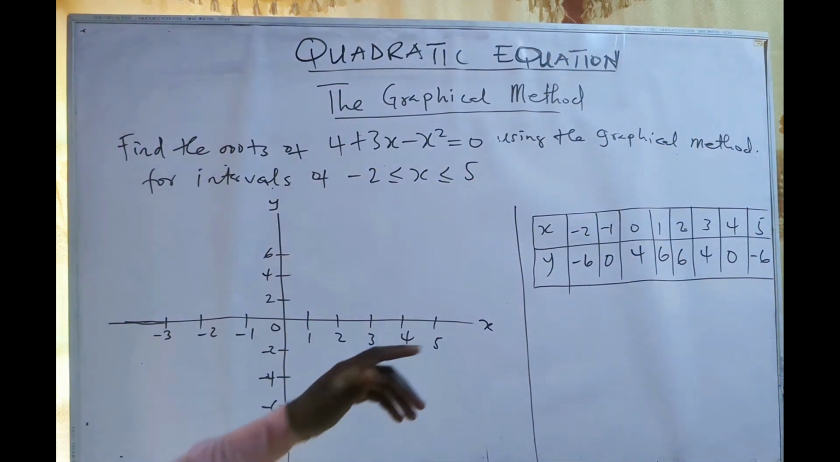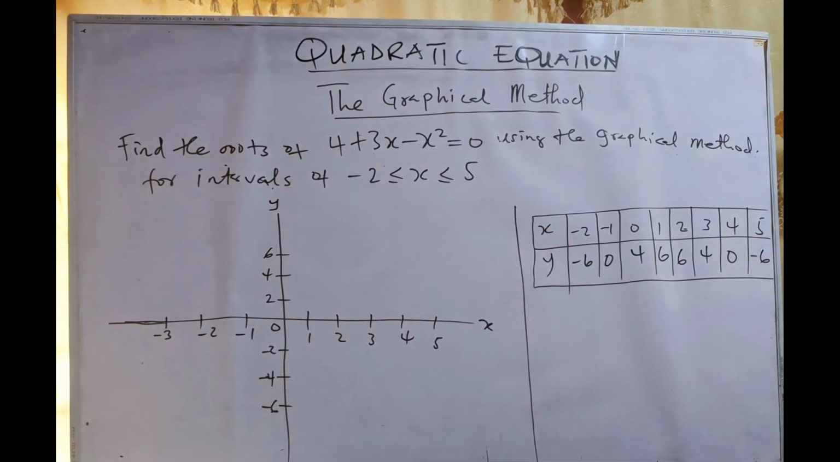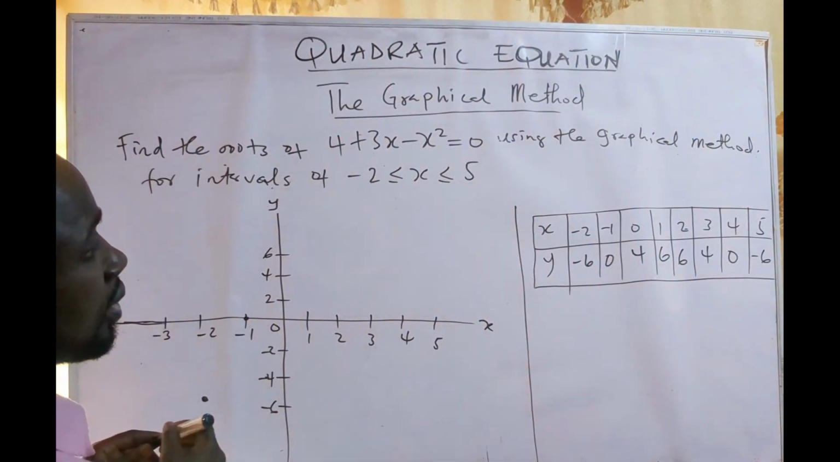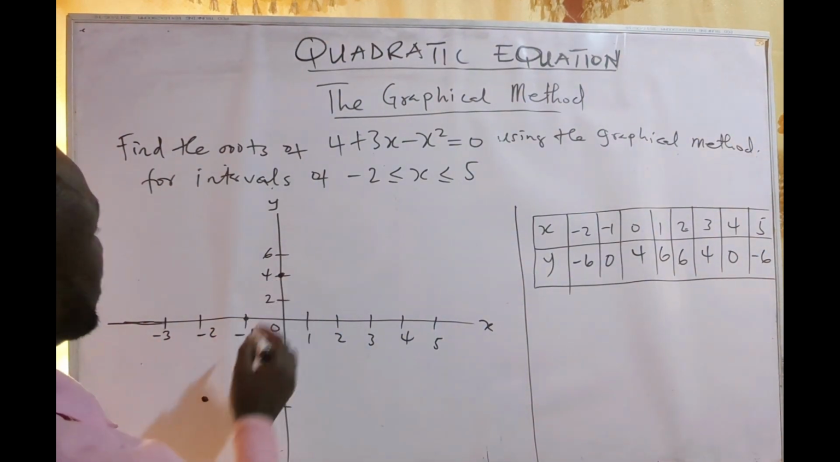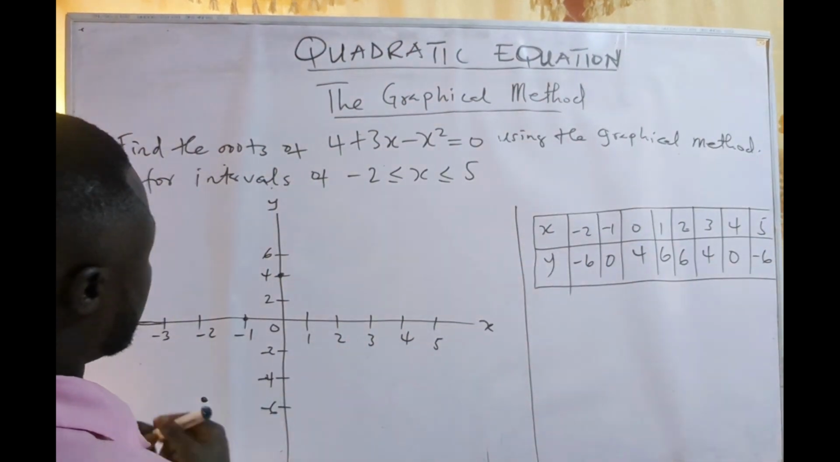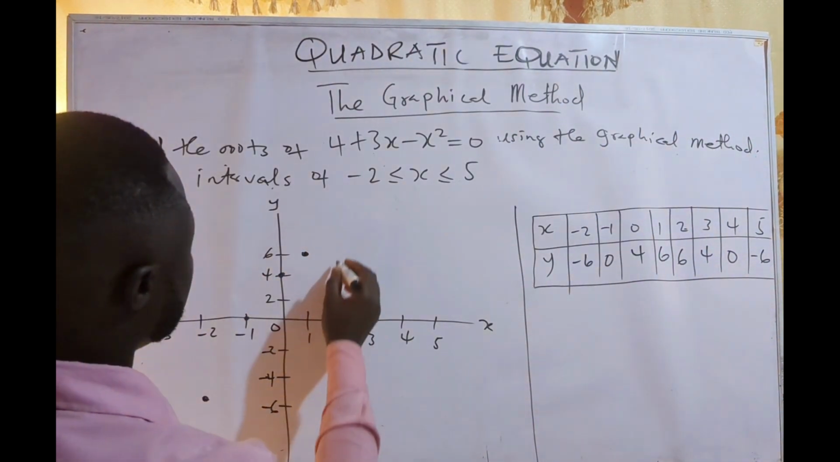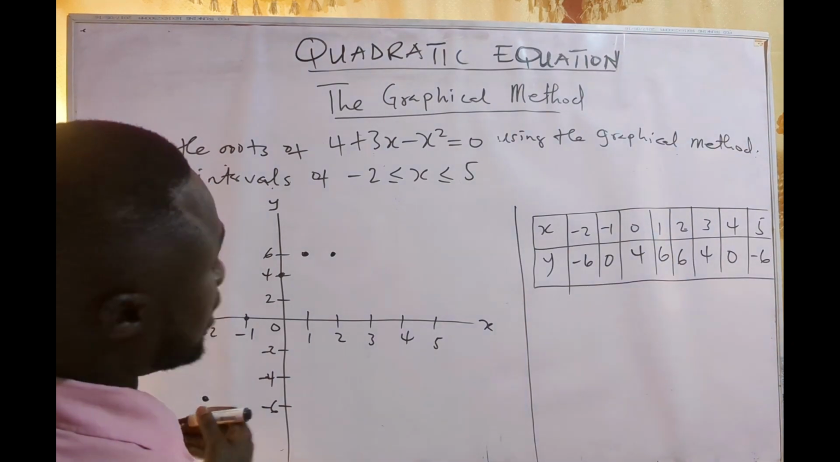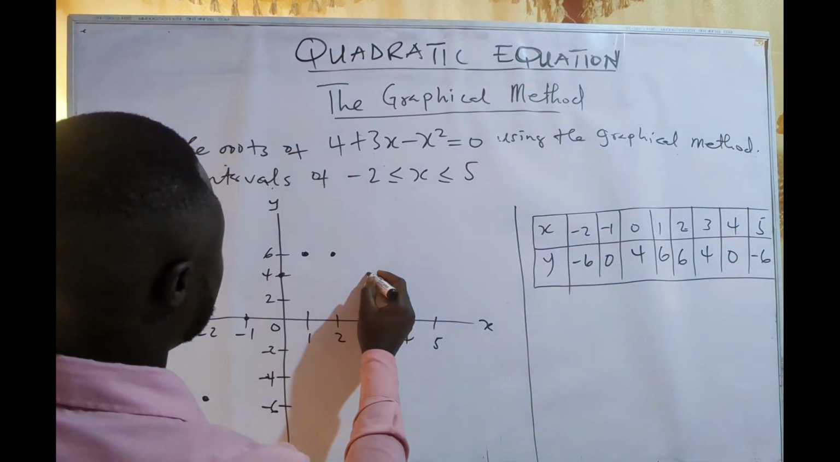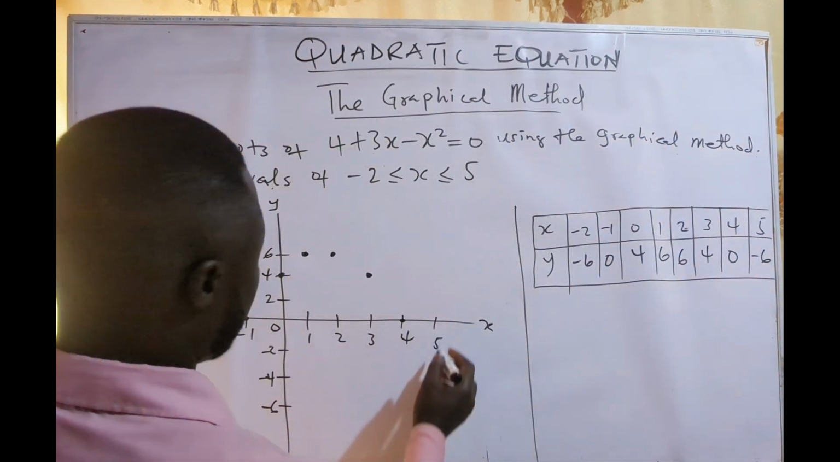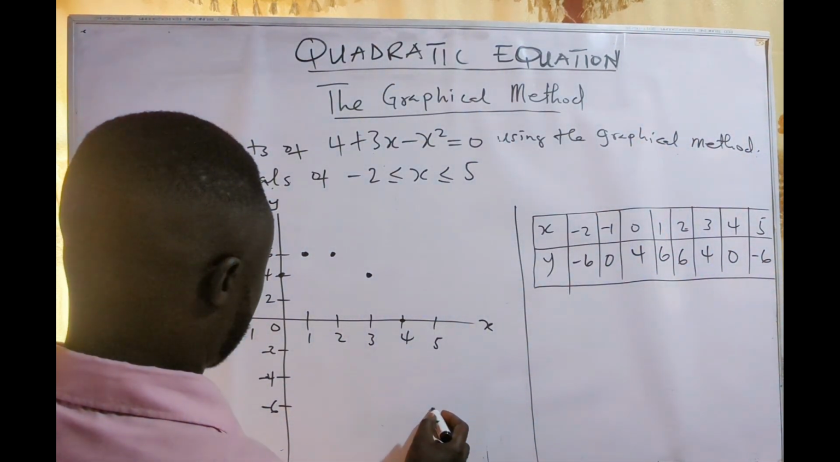And let's see what we are going to get. So -2 on the x will give me -6. So -2, -6, that will be here. Then -1, 0, that will be here. 0, 4 will be here. 1, 6, that will give me here. 2, 6, that will also give me here. 3, 4, I have to come here. And then 4, 0 will be here. And then 5, -6, that will also be here.